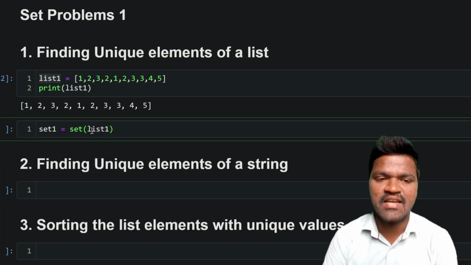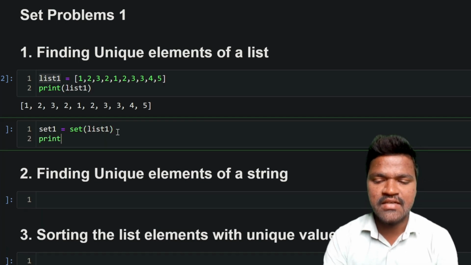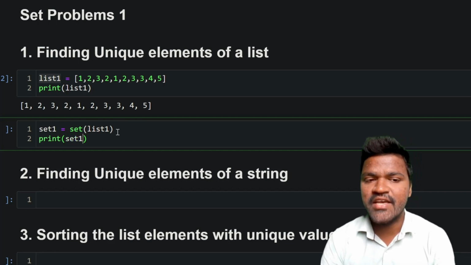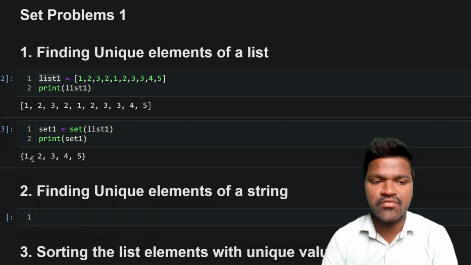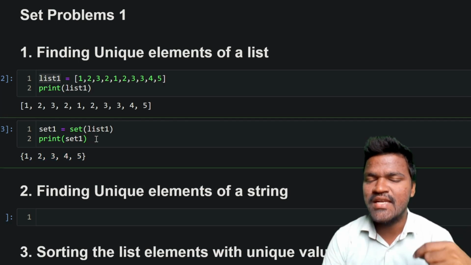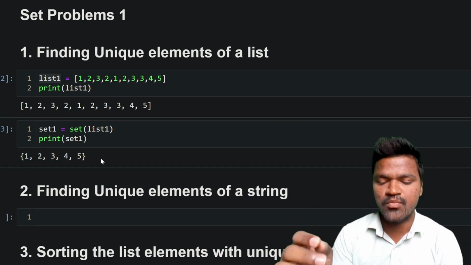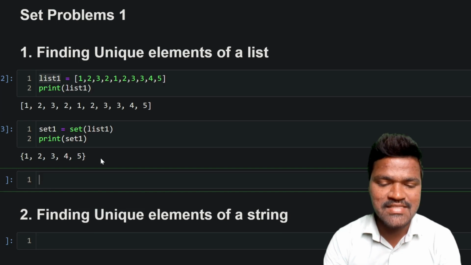So I am passing this list1 to set. Now if I print set1 and execute this, you can see we are getting all the unique values of this list. We are getting them in terms of a set, right? So what we can do is convert this set to a list again, print that, and do further processing that is required.